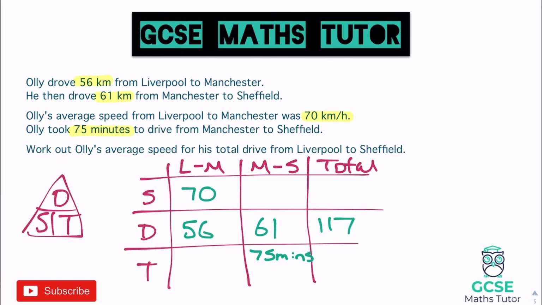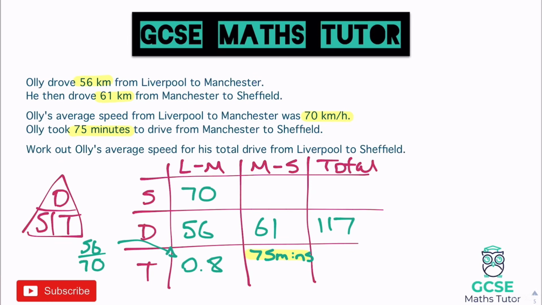Now, when it comes to this question here, we'll have a look at what we're going to do with that 75 minutes, because that's our little change in this particular question. So we'll come back to that. But to start with, we can actually work out this time here, can't we? So we've got time is distance divided by speed. So we can do 56 divided by 70. And 56 divided by 70 gives me 0.8. Right, there we go. So we've got 0.8 and 75.